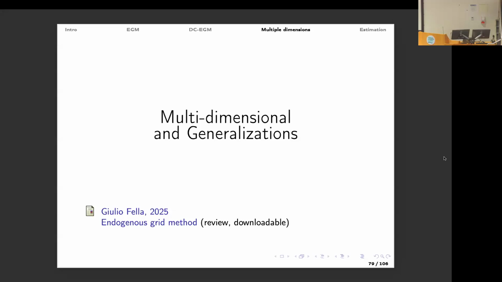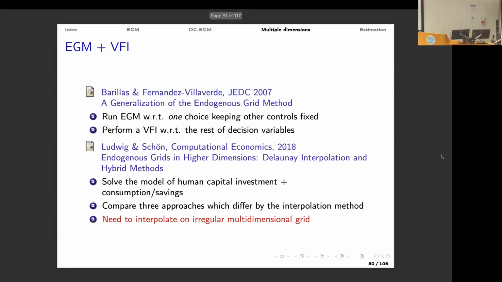Now, all of this is really good, right? But the class of models where it applies is kind of small. And so a lot of people are thinking about how we can generalize endogenous grid methods. This is a recent survey written by Fella, downloadable from his website, which lists everything that happened in all of these years. The development happened in the last 5 to 7 years, maybe. Let me just give you a quick overview.